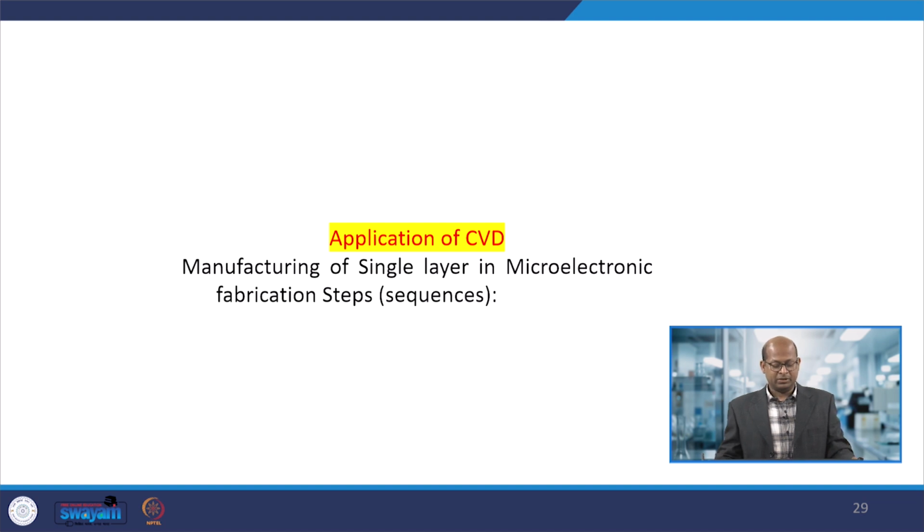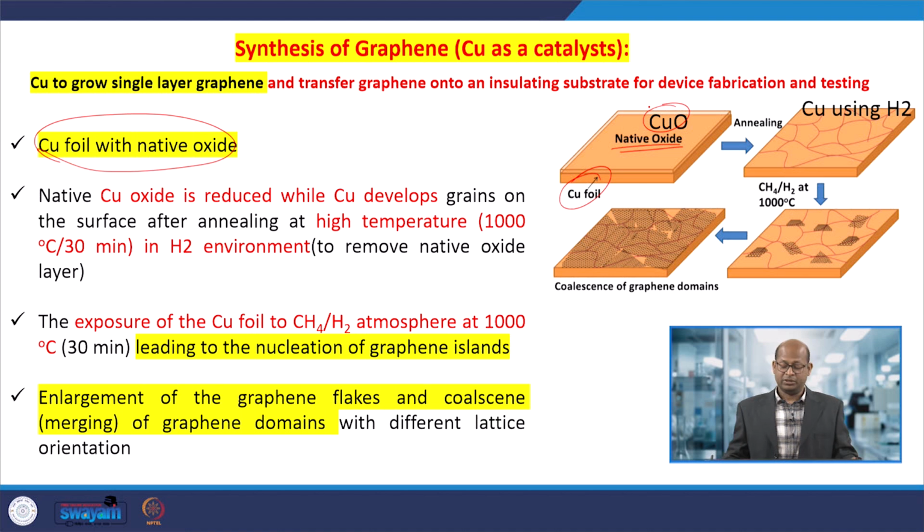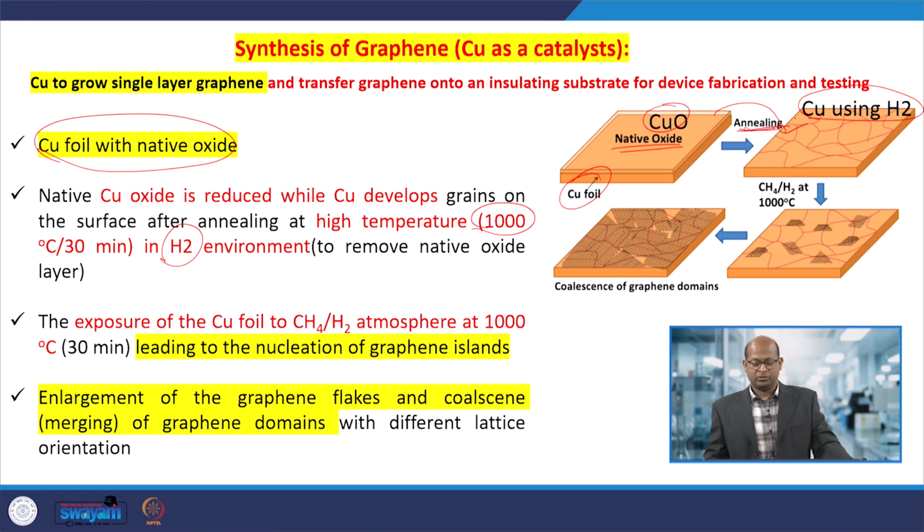Next are the applications of CVD for the manufacture of single layer graphene and the microelectronics fabrication steps. As I said, copper is used as a catalyst or source for graphene growth. Initially we take the copper foil, and on the surface there may be copper oxide present. We have to reduce it in the presence of hydrogen at high temperature, which is called the annealing process. So copper is annealed at high temperature in the presence of hydrogen.